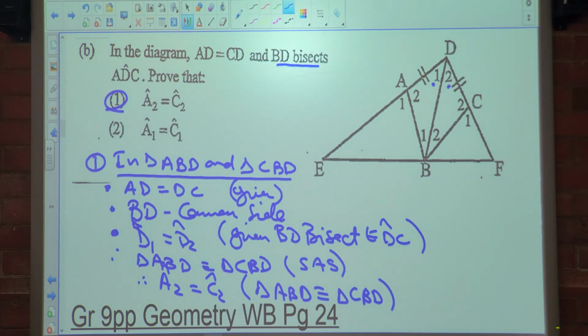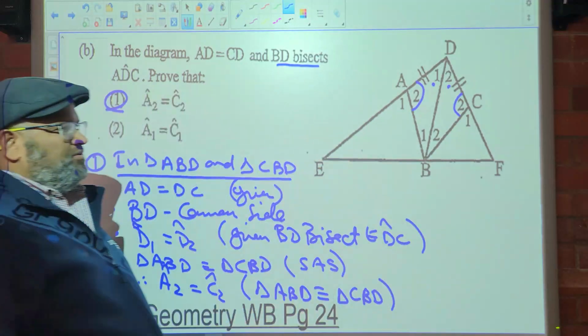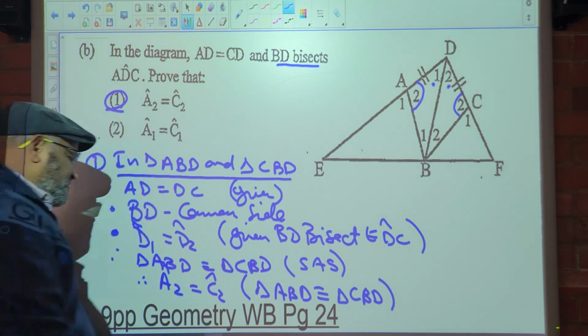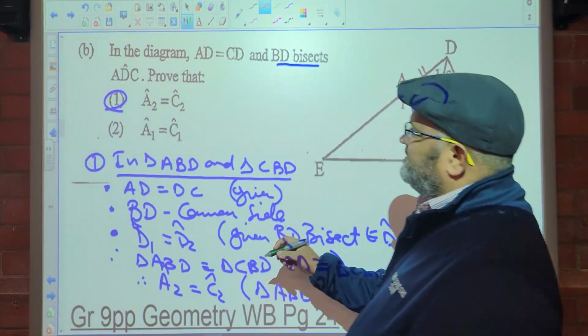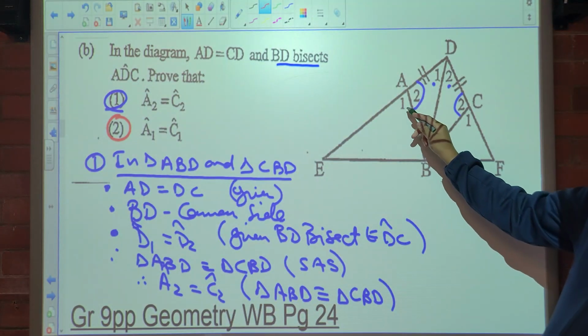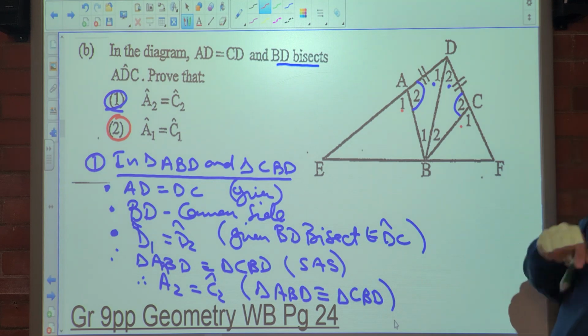Okay. So I'm going to put a marking in here to note that it is proven already equal. Okay. Then in number 2, they asked us to prove that A1 is equal to C1. Now you're going to do that.